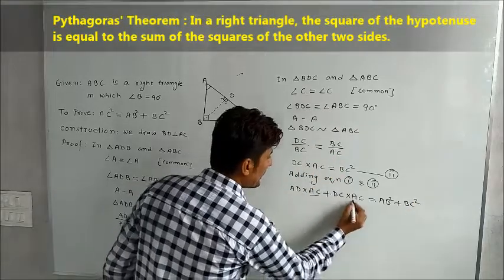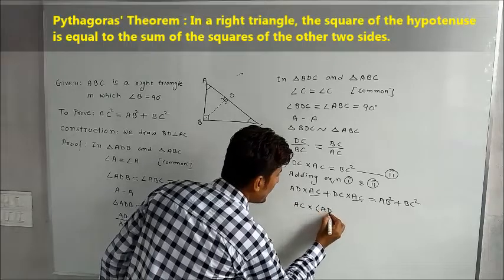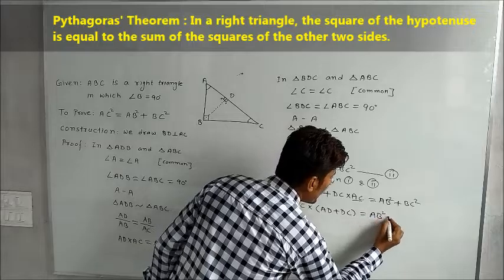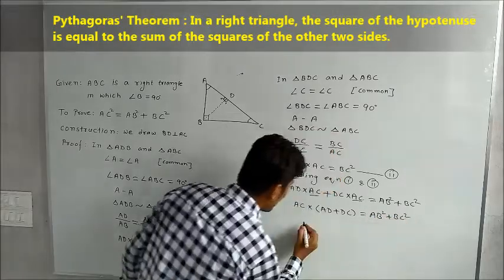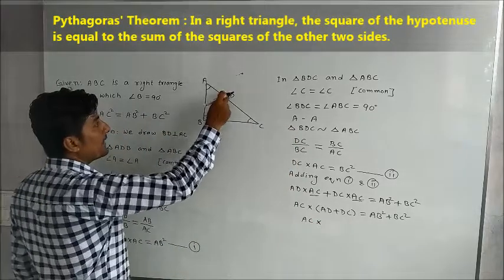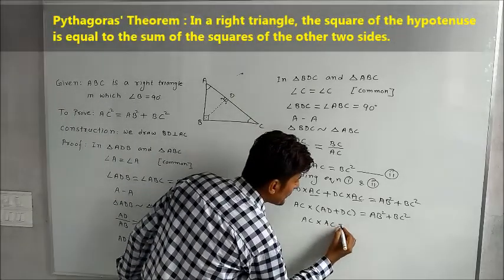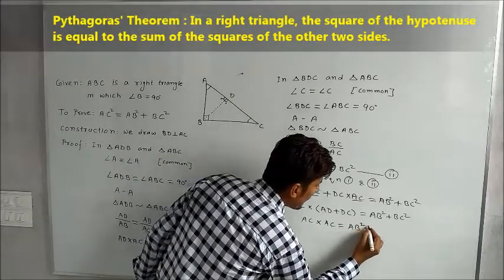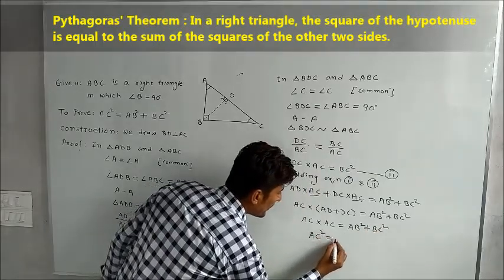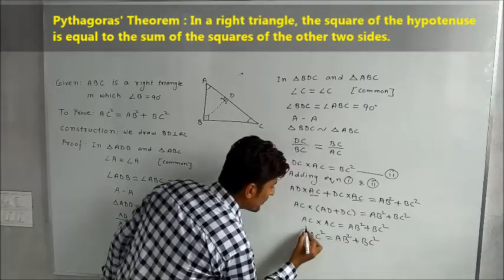Now we can take AC as common. So in bracket we can write AD plus DC equals to AB square plus BC square. Now AC will be as it is, into AD plus DC. AD plus DC is equal to AC, we can write. So we can write here, AC into AC is equal to AB square plus BC square. AC square equals AB square plus BC square. So this is proved.